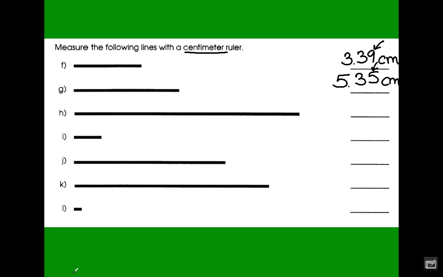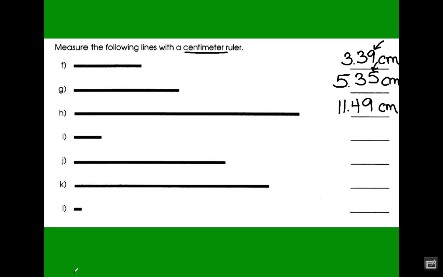All right, so let's look at letter H, and you guys go ahead and measure. When I measure, I came up with 11.49 centimeters. So again, your answer may not be exactly the same as mine, but it needs to be close, and that's the idea here.